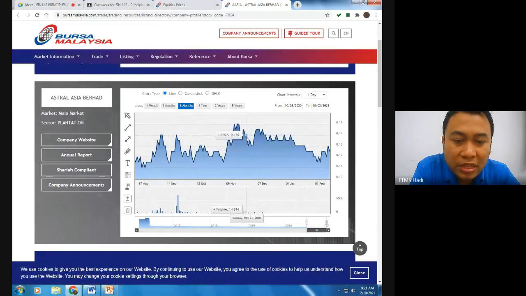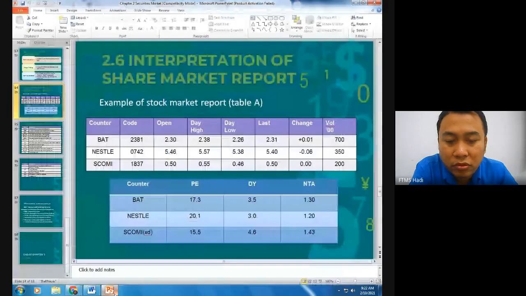This is a normal thing. Later on, in Chapter 5, we will learn about technical analysis. But just to know, share market price behavior is like this: going up, going down, going up, going down, for volatile shares.